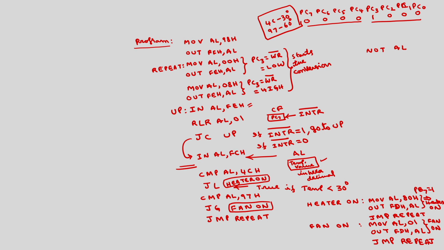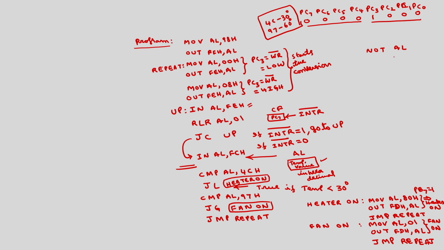If temperature is highest, then the heater will be operated at low voltages. If temperature is low, then you have to operate the heater at highest voltages. That is why you are taking NOT AL. So, this AL contents will be complemented. This I have to send on to the D to A converter. So, anyhow AL is there, you have to output AL onto the D to A converter.